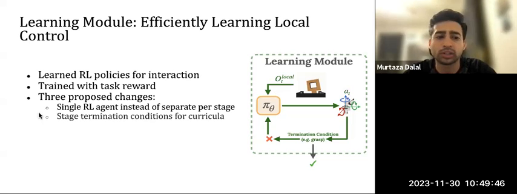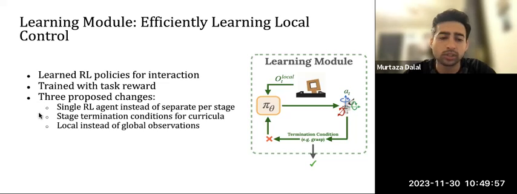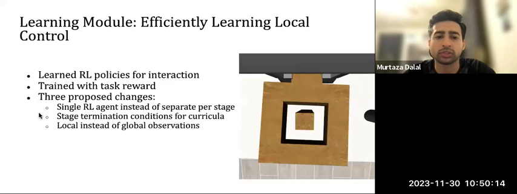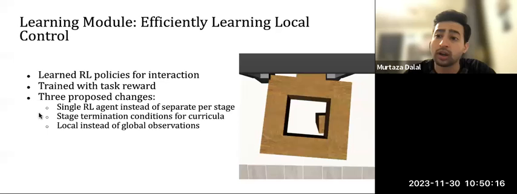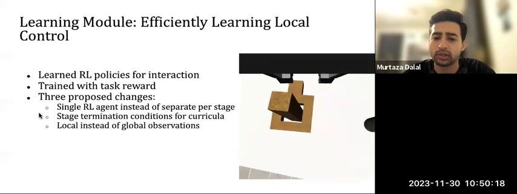2, the stage termination conditions, which we mentioned a priori, which prevent dithering behavior. Finally, we use local observations instead of global observations, which our agent is uniquely capable of learning from because it is already initialized in a local region near the object and only needs to learn a small bit of interaction. And this greatly improves learning speed, as you can see in the paper. So here we also visualize what a placement policy looks like from the view of the RL agent itself.